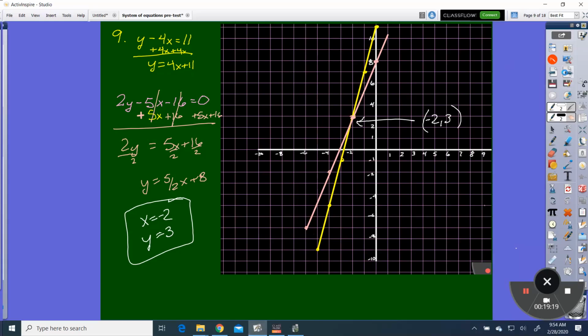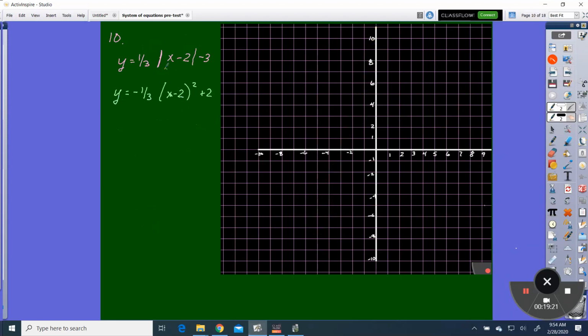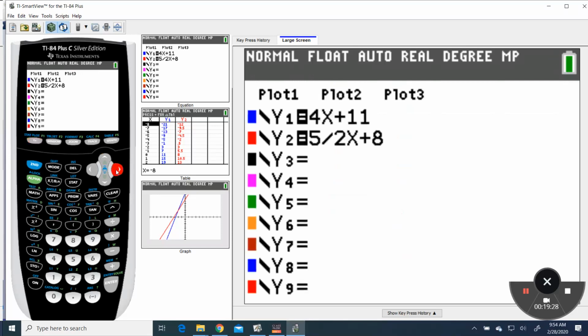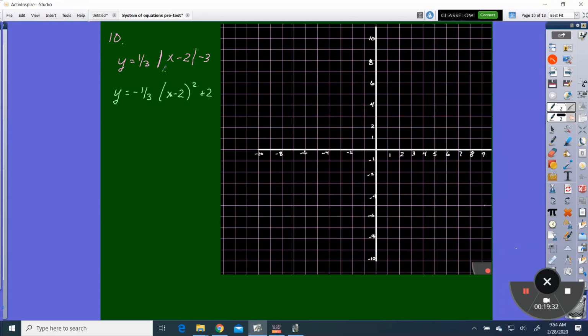All right, last problem, number 10. So I'm going to teach you how to do this on your calculator. So go to y equals, clear this off, clear this off. I'll teach you how to do it by hand and then the calculator.